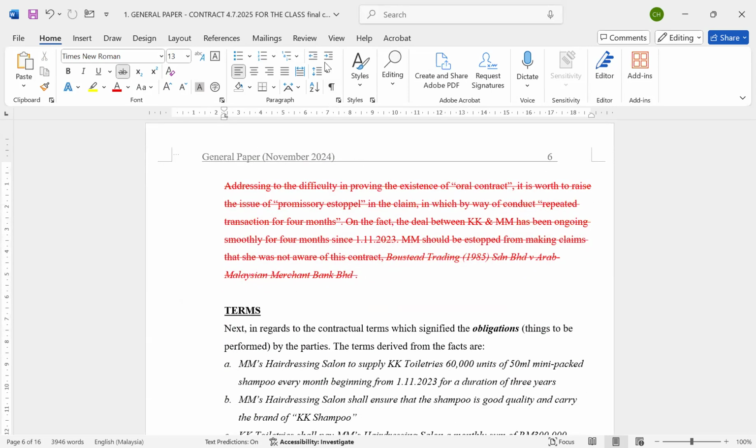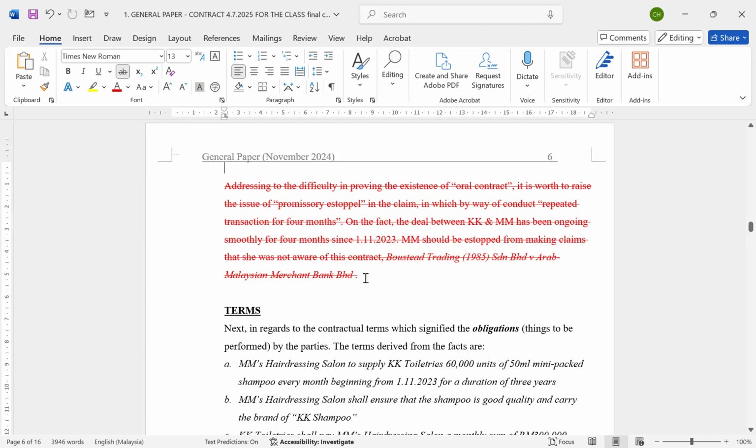Because I have already told you your job is to advise KK. So now you have an oral contract. And certainly there is a chance that MM will deny entirely the existence of this oral contract. So how do you want to prevent MM from doing so? Okay. On the facts, you can say there are previous transactions and previous conduct. So MM should be stopped from making claims that she was not aware of the existence of this contract.